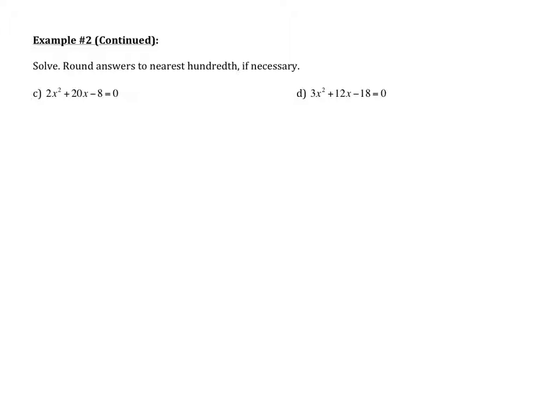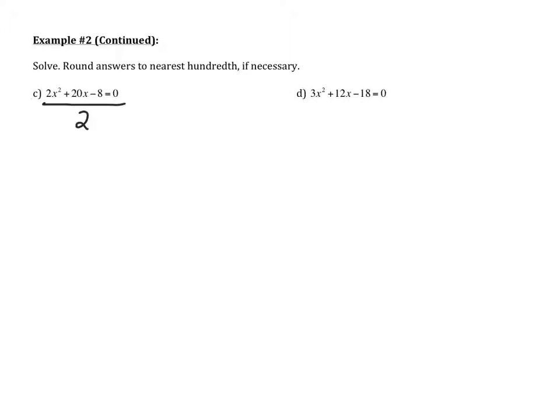So here's two more examples where we're going to be using the completing the square method in order to solve our quadratic equations. But notice that these two problems are a little bit different because there's numbers in front of our x² term. So the way we're going to approach these problems is we cannot complete the square if there is a number in front of your squared term. So we need to get rid of it. So what we'll do is whatever that number is, I'm going to divide my entire equation by that number.